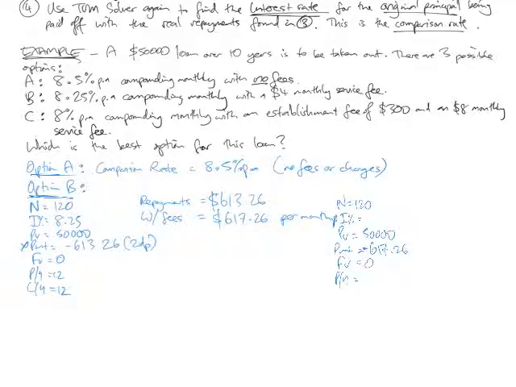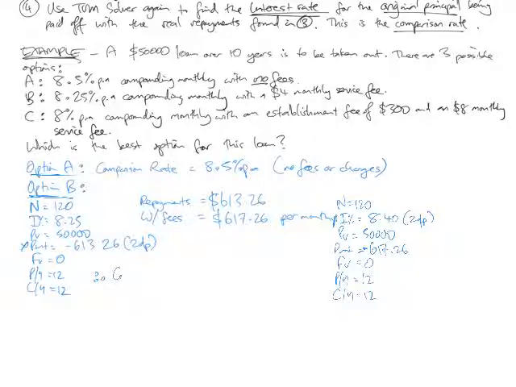You're paying $617.26 every month, and that's going to have an effect on the interest rate. So, -$617.26. Solve for I. And that comes to 8.40 to 2 decimal places.